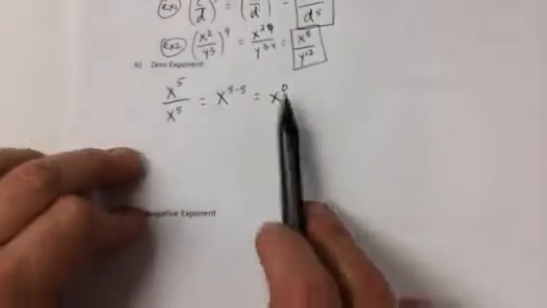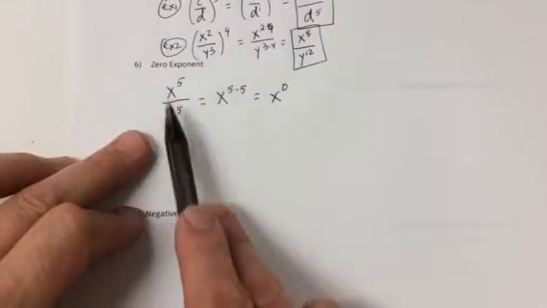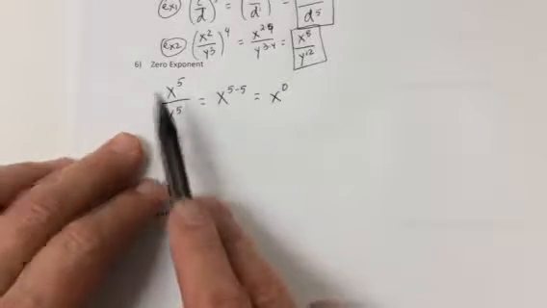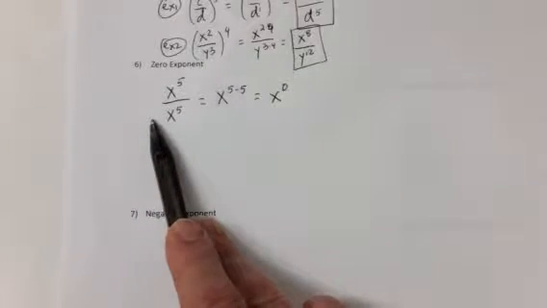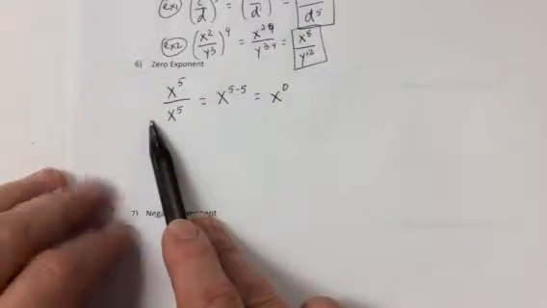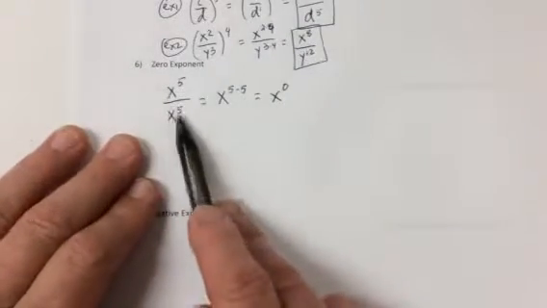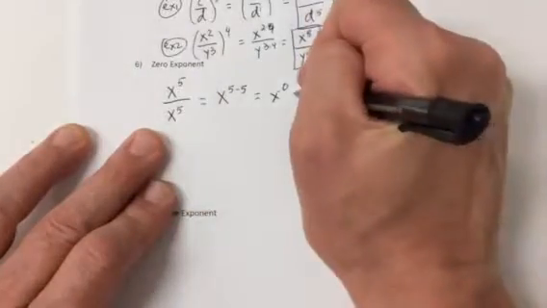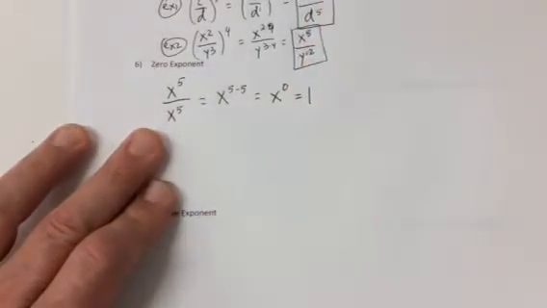But what does this really mean? If we go back right here, any number over itself always equals 1. 2 over 2 reduces to 1. X over x reduces to 1. X to the 5th over x to the 5th also reduces to 1. So x to the 0 power equals 1.